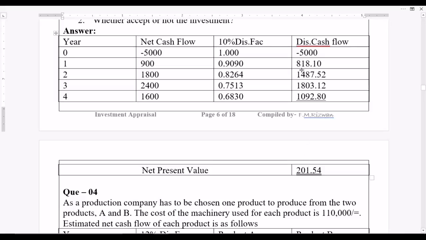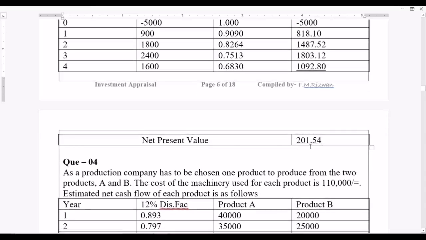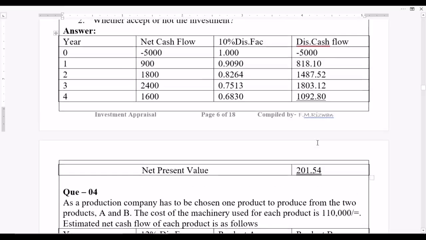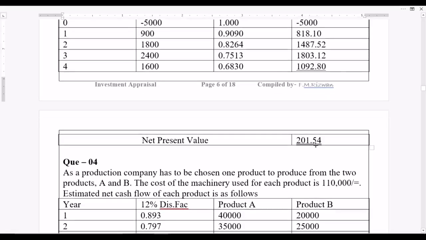So if you take the 5,000 outflow and deduct the inflows, here these are the inflows. If you deduct the inflows from the outflow, you will get a positive answer. Positive answer means here plus 201.54. So if the answer is positive, you can accept this project.